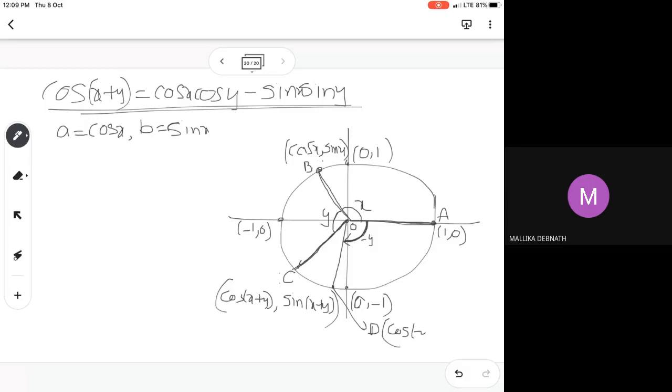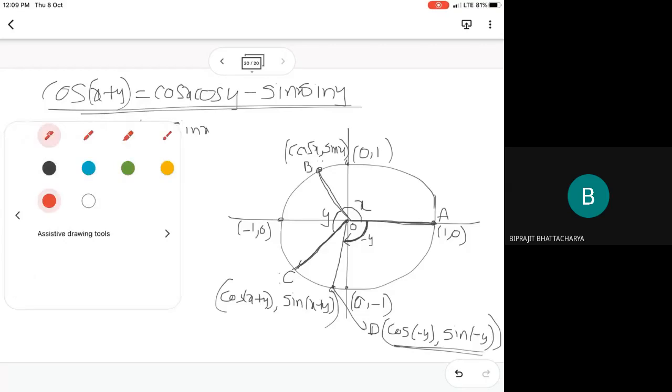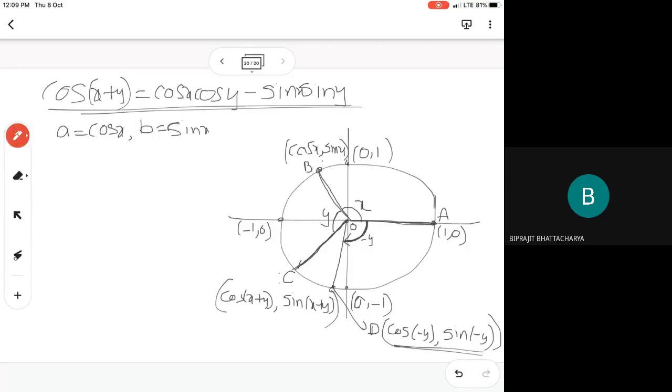Cos of minus y is nothing but cos y, and sin of minus y is minus sin y. So the coordinates of D are (cos y, -sin y). Now observe that if you join the points C to A and B to D, you are going to get two triangles.